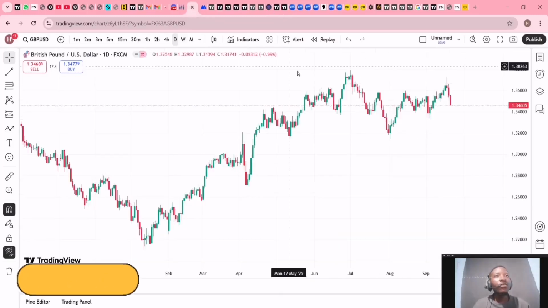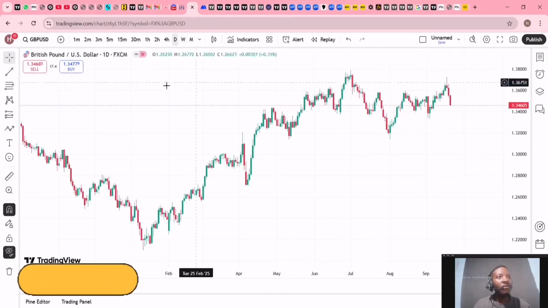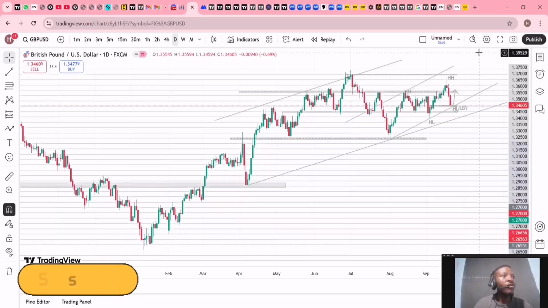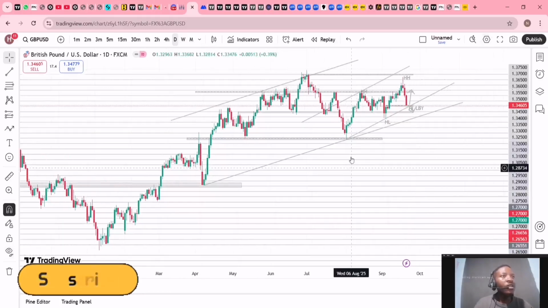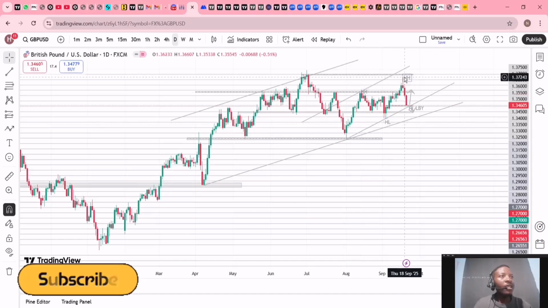So if we get over to GBPUSD, this might be a correction. This might be a correction to continue the uptrend. Why do I say this might be a correction? Because the market structure is very clear. We have a higher high here, we have a higher low here, we have a higher high here. Then here, I believe this is a higher low.